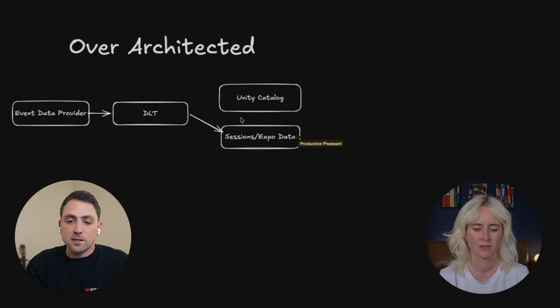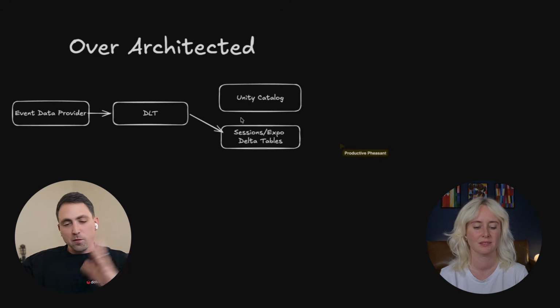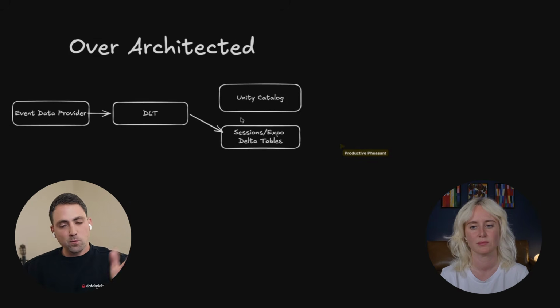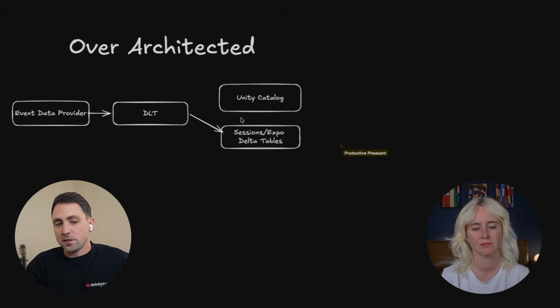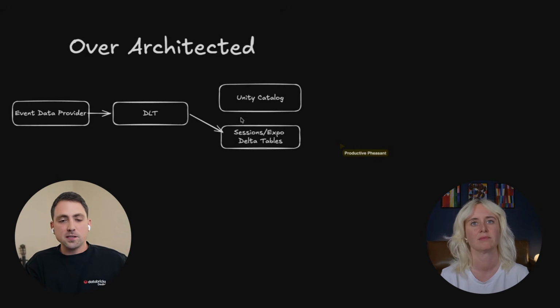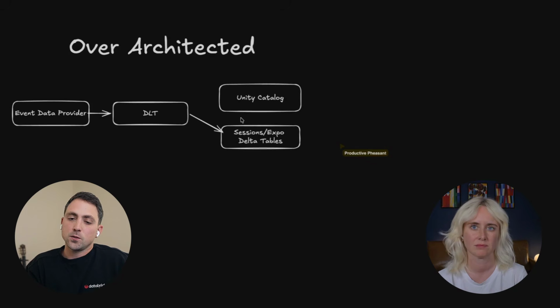And that's these Databricks Delta tables. There's a bunch of other stuff that happens afterwards. We can fill that in as we go. But that's kind of the starting point: we bring in all the data from the event provider on a consistent basis. DLT does some transformations and writes the data to the Delta tables.